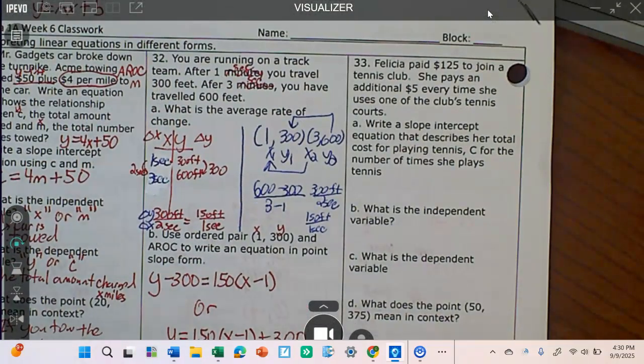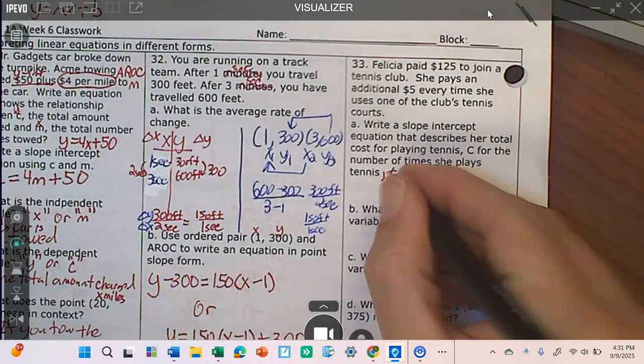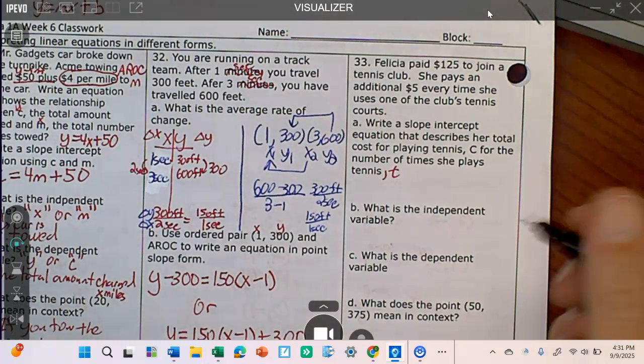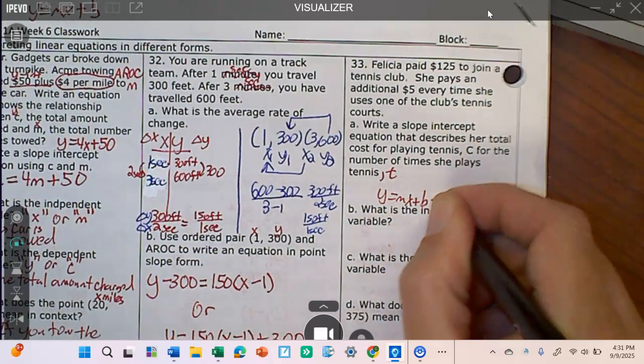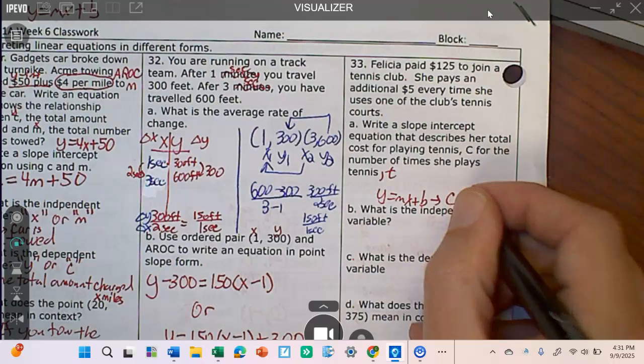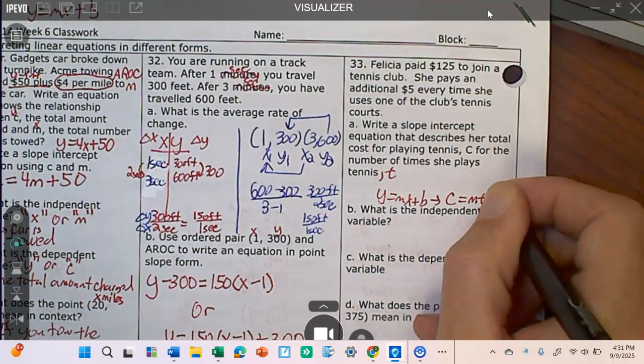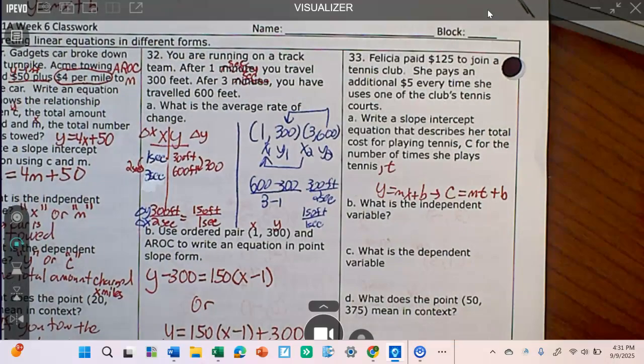Felicia paid $125 to join a tennis club. She pays an additional $5 every time she uses one of the club's tennis courts. Write a slope-intercept equation that describes her total cost for playing tennis. C for the cost, and T for the number of times she plays tennis. Okay, so to us we know y equals mx plus b, but they switch y for c, and it wants mt plus b.